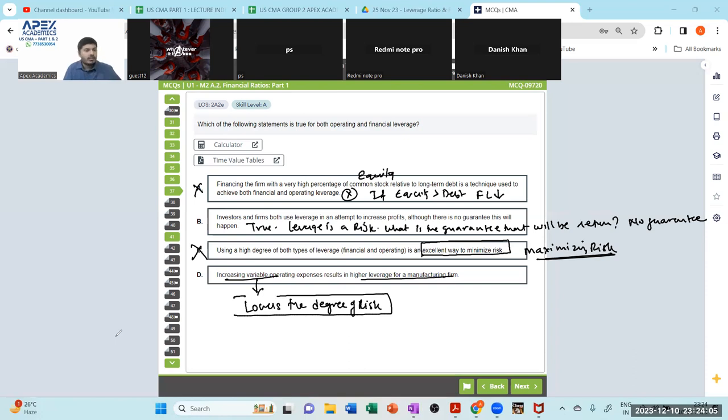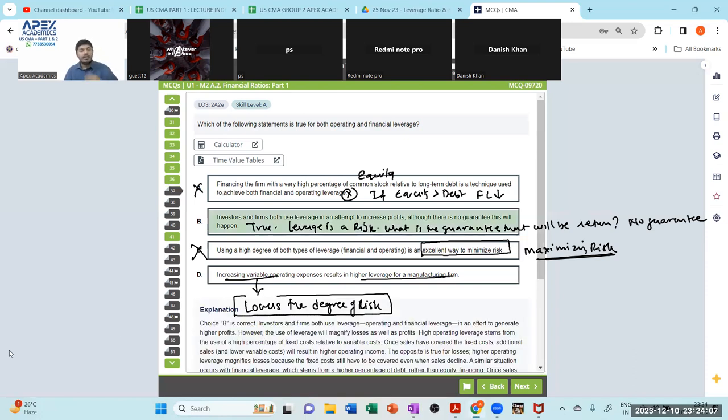It lowers the degree of risk. What is your answer? Option number B. Are you with me on that? Yes or no? Take a screenshot.